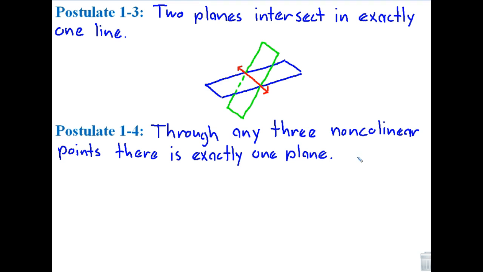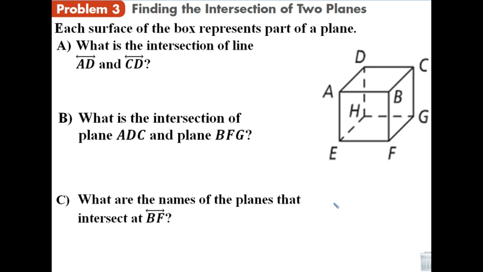And then last postulate, through any 3 non-collinear points, there's exactly 1 plane. Just like we need 2 points to name a line, we need 3 points to name a plane, because 3 points will give us a unique plane.